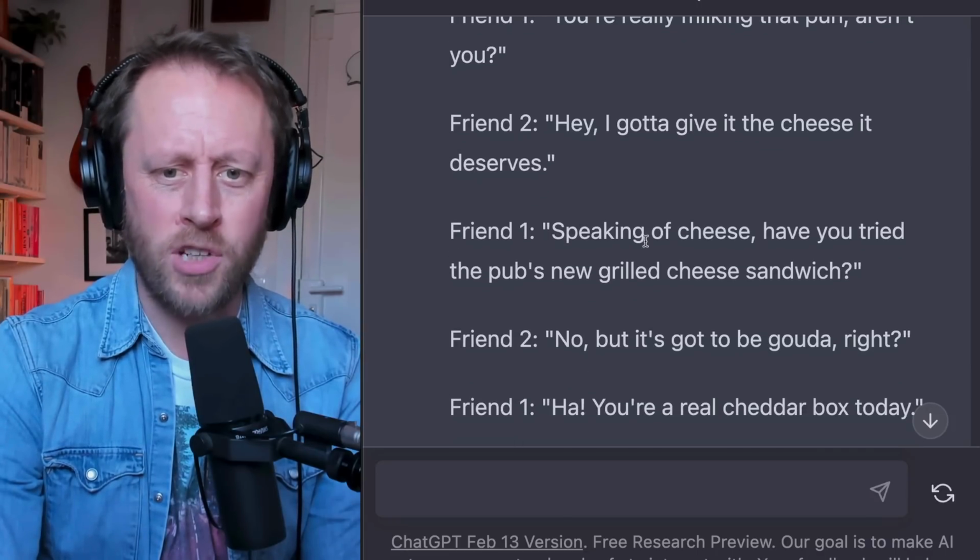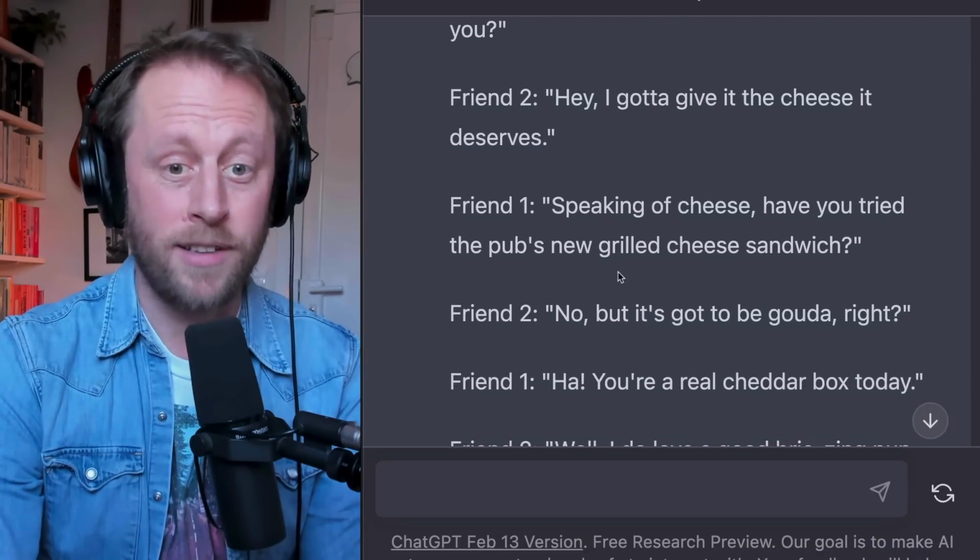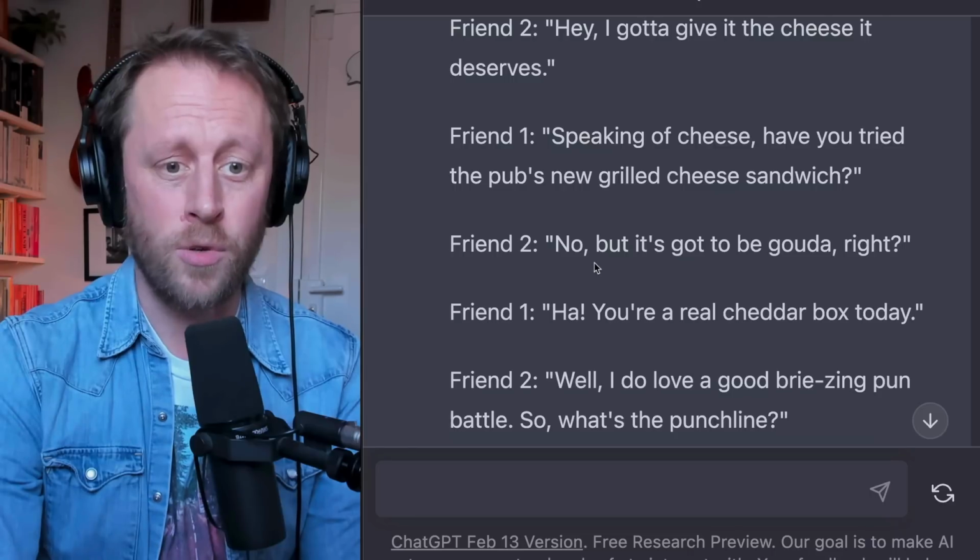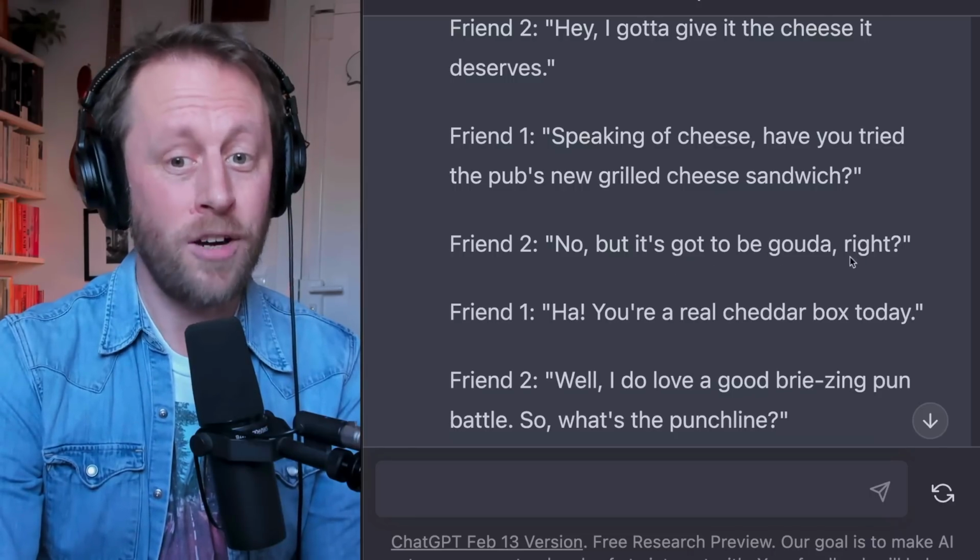Friend 1, speaking of cheese, have you tried the pub's new grilled cheese sandwich? Friend 2, no, but it's got to be Gouda, right?